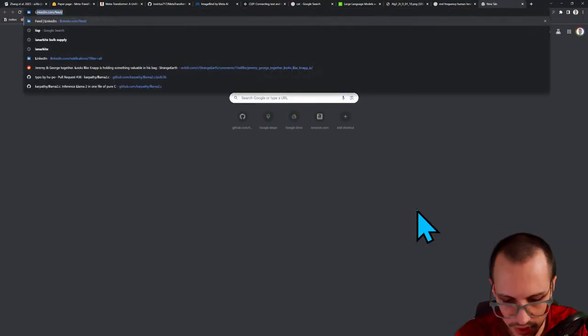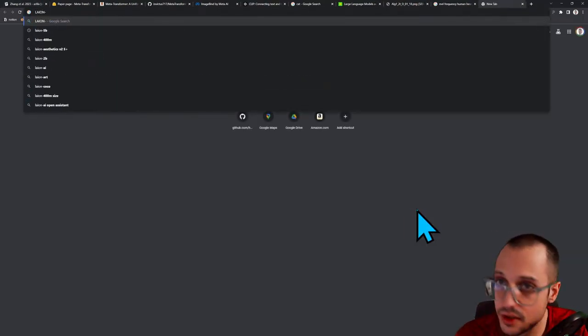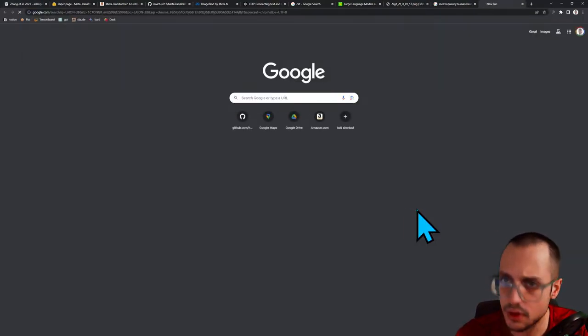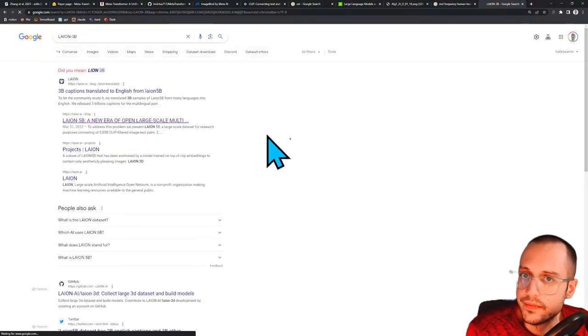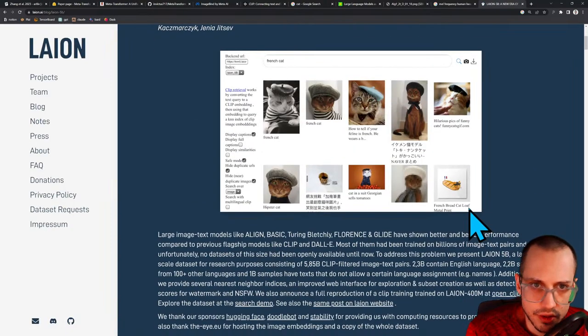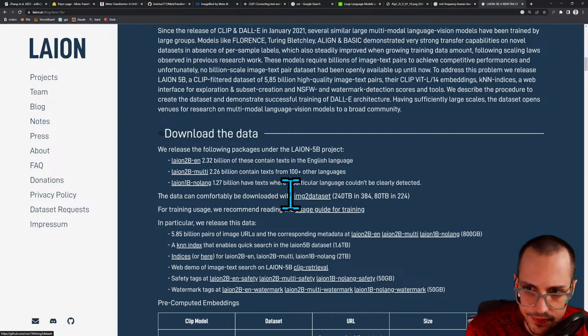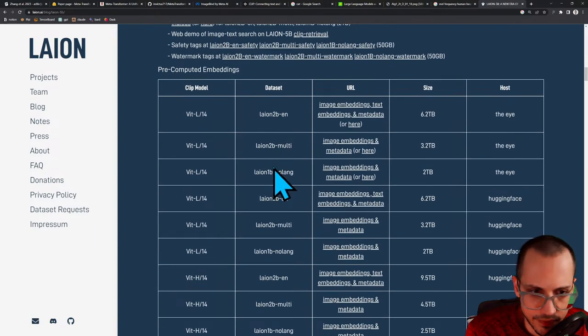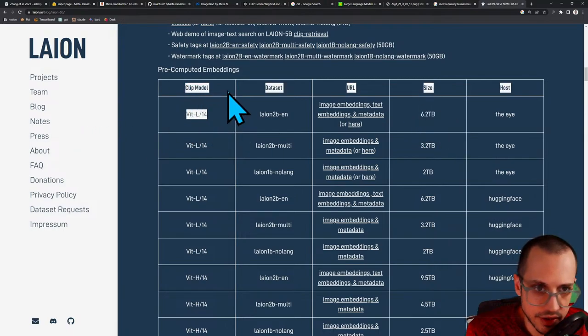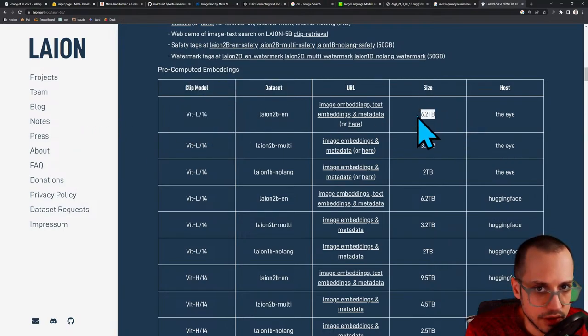What is this Leon-2B? Let's see. So it's text and images. It's around Leon-2B. This is exactly what Clip, I guess, is trained on. Around 6 terabytes.